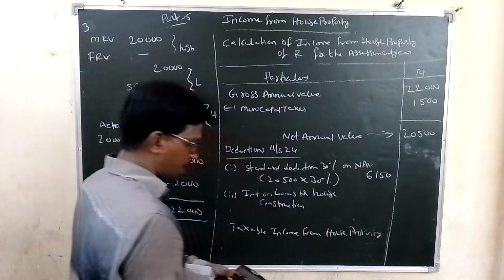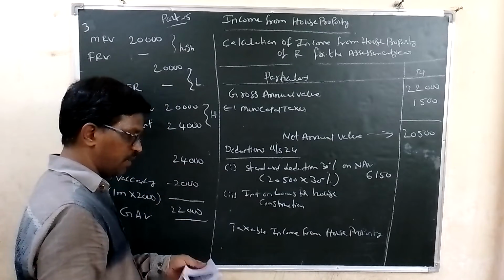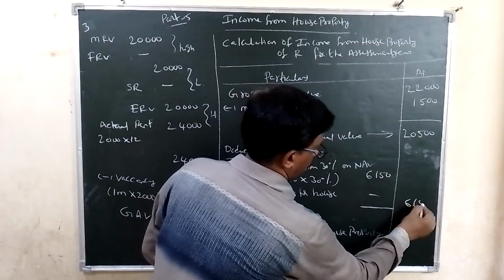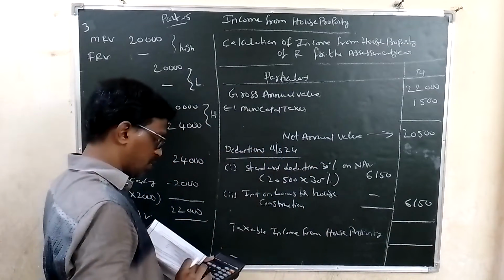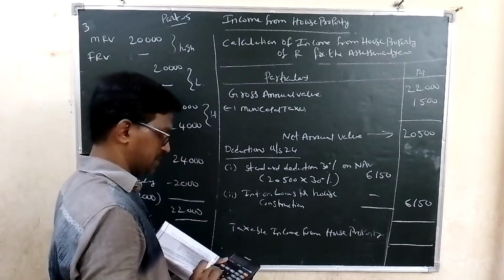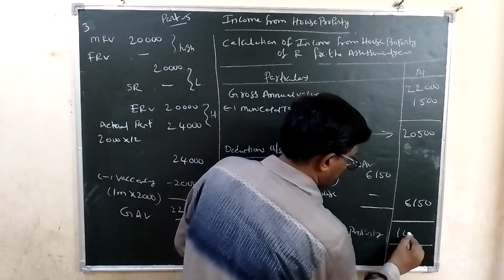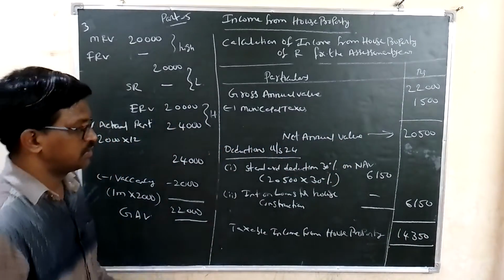That is 6,150. Here interest on loan is not given, so nil. 20,500 minus 6,150 is 14,350. This is the answer. Okay, this is the problem.